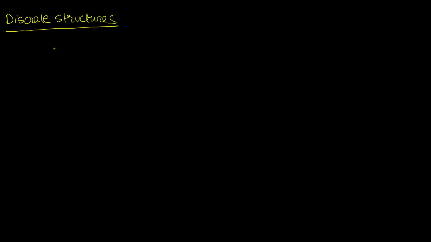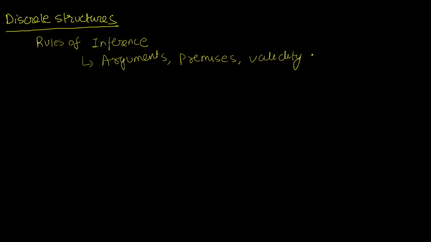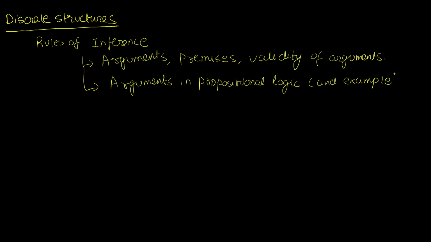Okay, welcome to the 25th video in the Discrete Structures series, and this video is going to be the start of a new topic, Rules of Inference. To be more specific, we'll be looking into the idea of arguments, premises, and the validity of arguments. Then we'll look into what an argument means in propositional logic, and following that, we'll be looking into the 8 laws of inference in propositional logic.